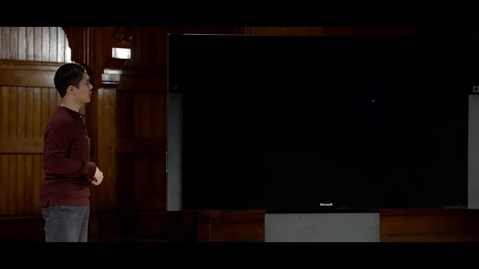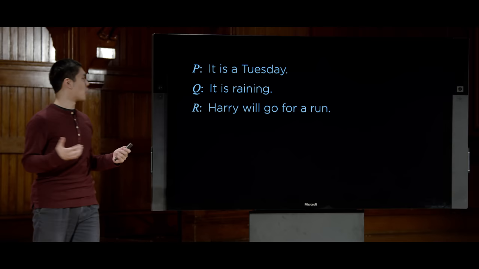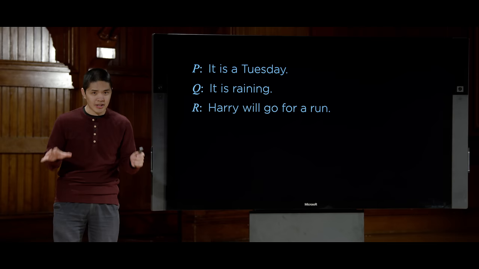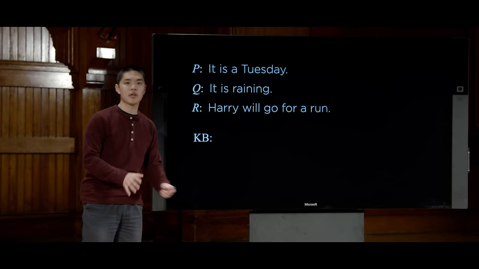So again, we'll deal with a couple of propositional symbols: P, Q, and R. P is it is a Tuesday, Q is it is raining, and R is Harry will go for a run. Three propositional symbols that we are just defining to mean this. We're not saying anything yet about whether they're true or false. We're just defining what they are. Now, we'll give ourselves, or an AI, access to a knowledge base, abbreviated to KB, the knowledge that we know about the world. We know this statement.